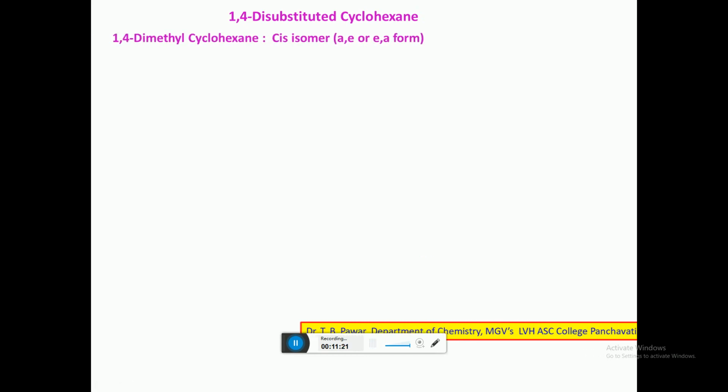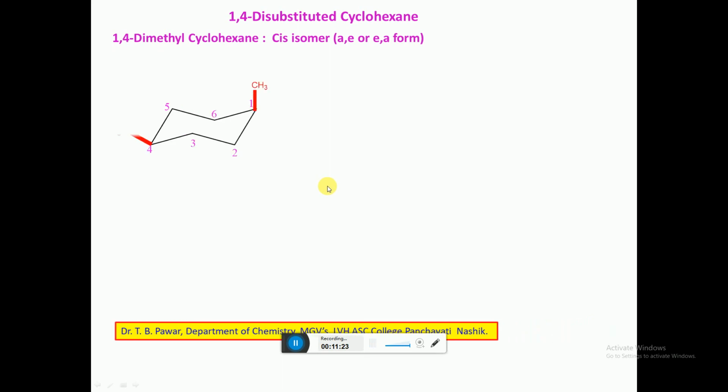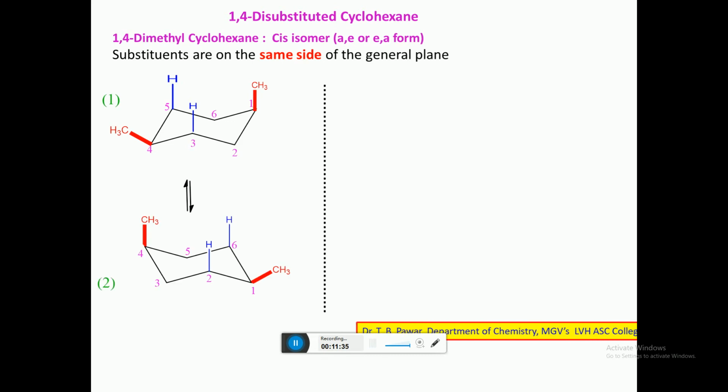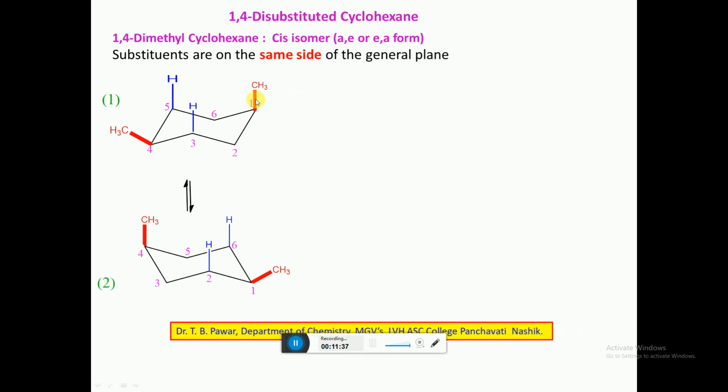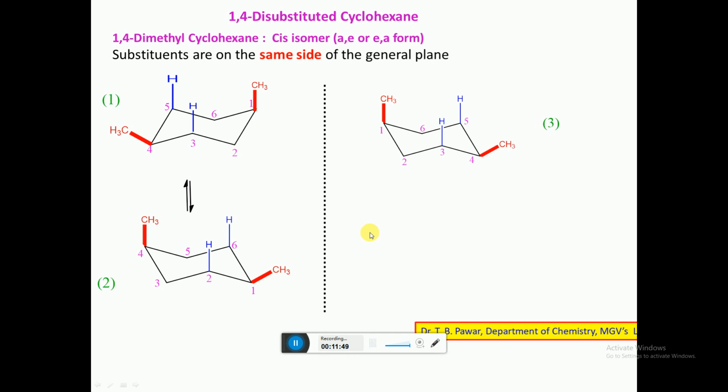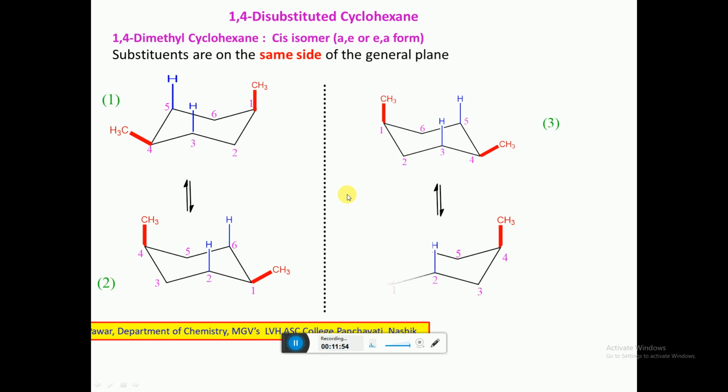Now the last one is 1,4-dimethyl cyclohexane. Whenever both methyl groups are projected in an upward direction, on the same side, it is a cis isomer. Now structure 1 flips into structure 2. Here the axial methyl changes to equatorial, and the equatorial methyl changes to axial. When we place a mirror, structure 3 is the mirror image of structure 1, and 3 flips into structure 4. Structure 4 is a mirror image of structure 2.